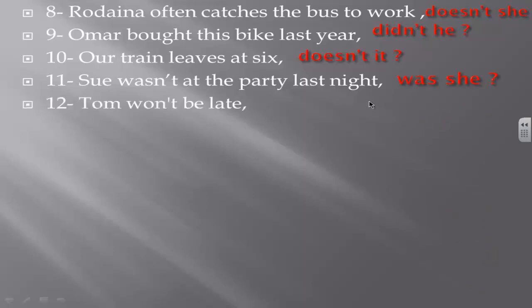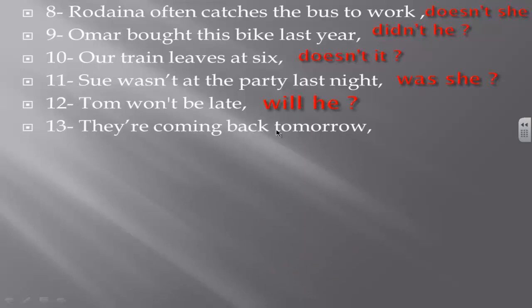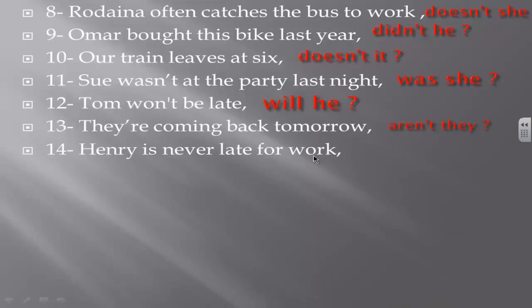Tom won't be late. The verb here is won't. It will be will he. They are coming back tomorrow. Aren't they? Henry is never late for work. The auxiliary verb here is is, and we have never. So this sentence is in the negative form, it will be is he.